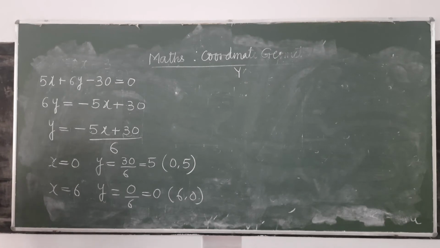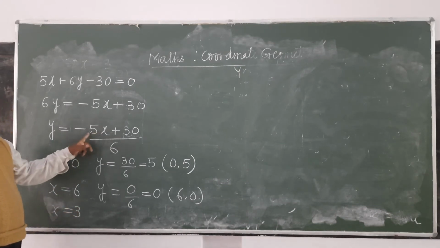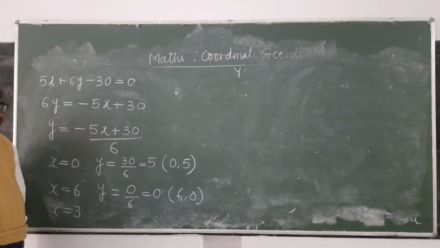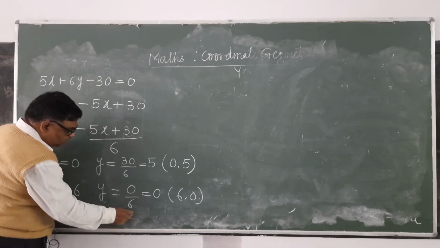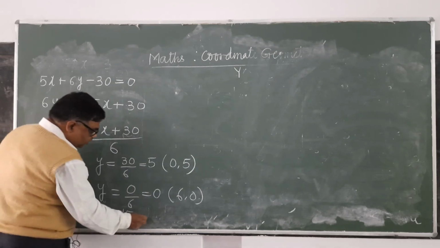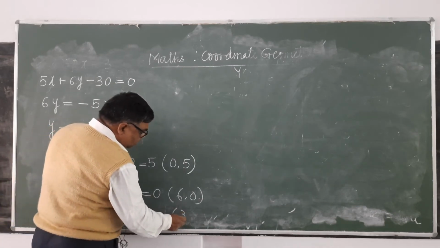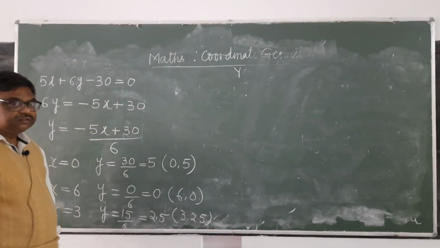Then you take one more value, any value you can take. You take x equals to 3. When you will take x equals to 3, 3 times 5 is 15. Minus 15 plus 30, that is 15. So y equals to 15 upon 6. So it comes out 2.5. What will be the coordinate? 3 comma 2.5. It is clear?